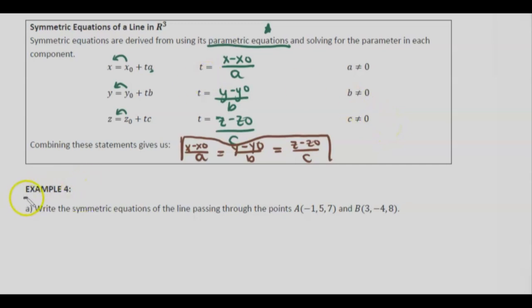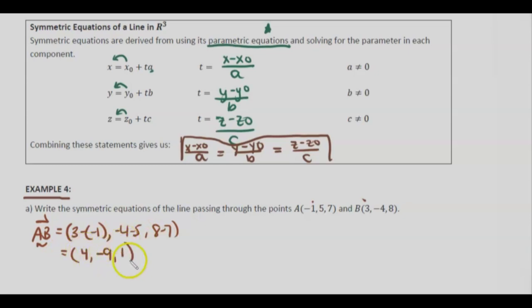So example 4 asks us to write the symmetric equations of the line passing through the points A, B. First of all, we need a direction vector. Let's call it AB. So we're going to do B minus A: 3 minus negative 1, negative 4 minus 5, 8 minus 7. Okay, so we get (4, -9, 1).